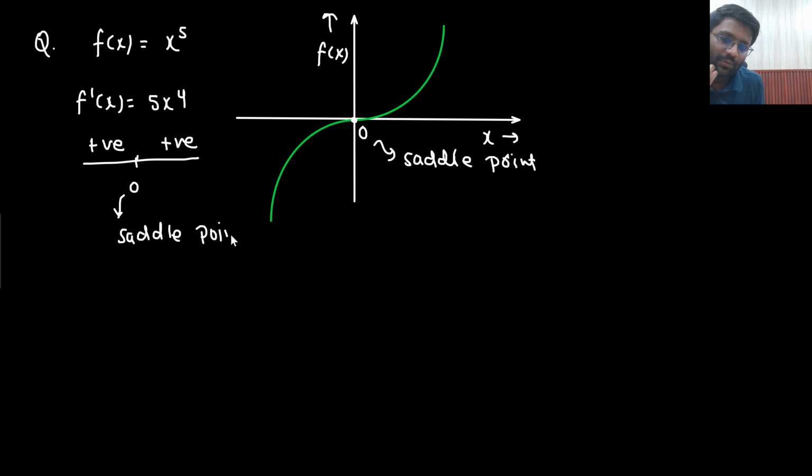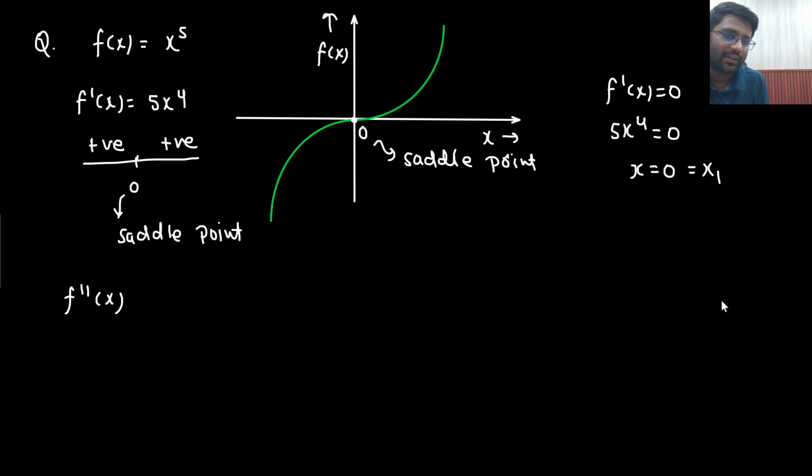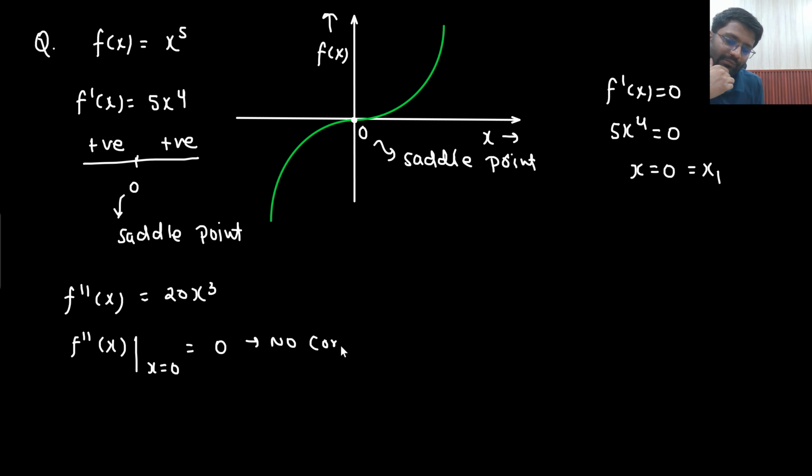But if you want to do some mathematics, then what will you do? You will do the differentiation. So when I put f dash equals 0, what am I getting? 5x to the power 4 equals 0. So I am getting x as 0 only. This is my value of x1, right? When I find f double dash x, what am I getting? 20x cube. If I put x equals 0 in f double dash x, what answer am I getting? 0 only, right? That means no conclusion. No conclusion.